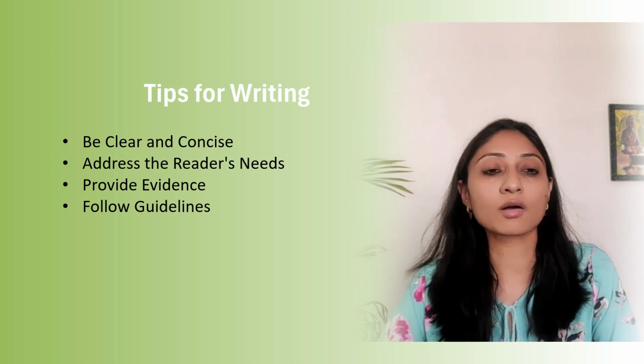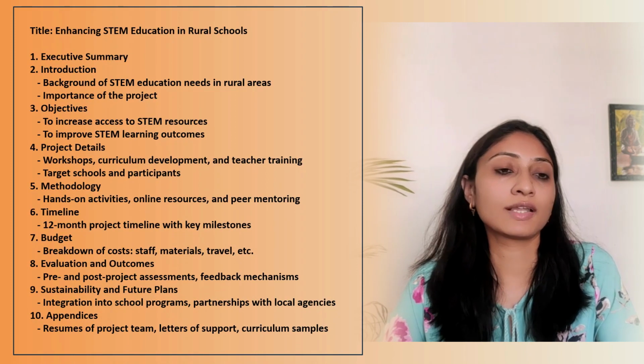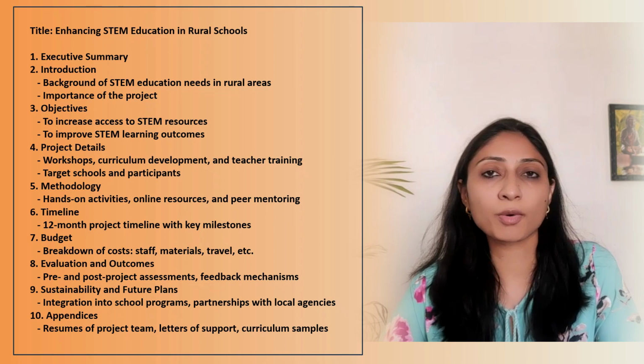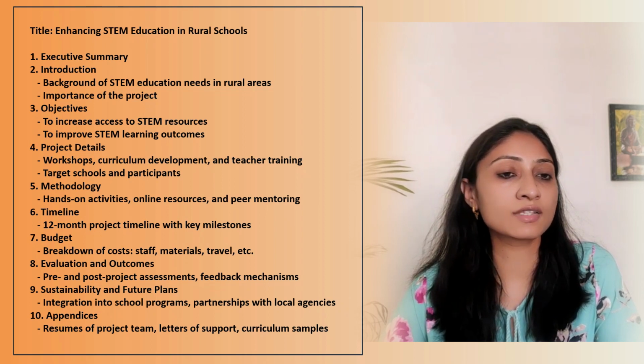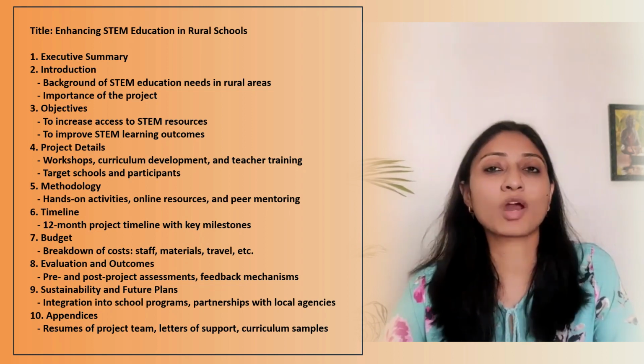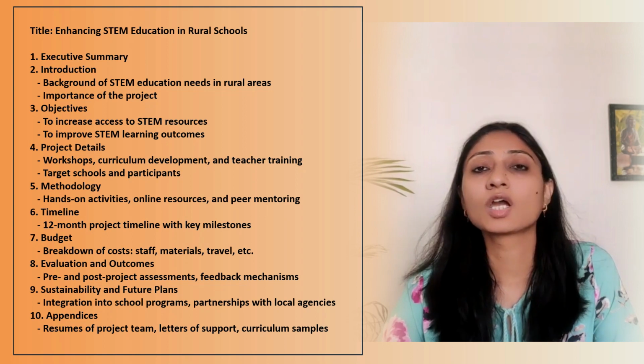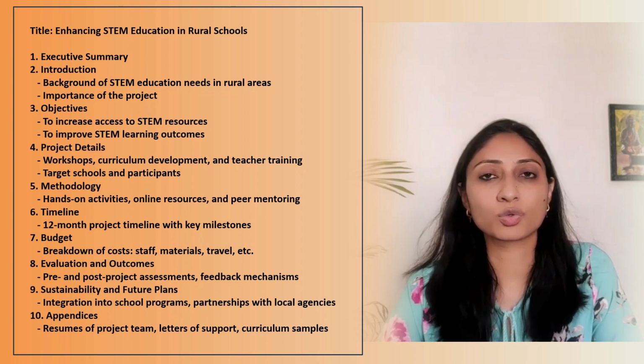Now, here comes a brief example of a research project proposal. Let's suppose the title of the project is Enhancing STEM Education in Rural Schools. Then the first point is executive summary. Executive summary means abstract of the project proposal, what you are going to perform in your project. It can be of 50 to 100 words only.